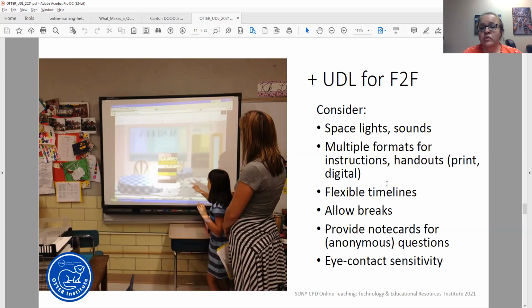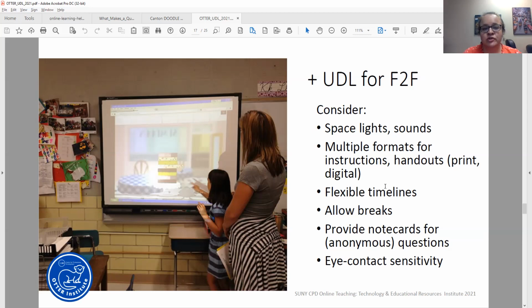All right, so when you are preparing for your face-to-face courses, which I'm hearing a lot of campuses are going back to in the fall, think about all those spatial considerations about how is the room lit? What are the sounds? Is there any background hum that might prevent students from understanding? Also, if you're giving out handouts or any kind of content, make sure you don't only have it in printed format, make sure you also have it in digital format.